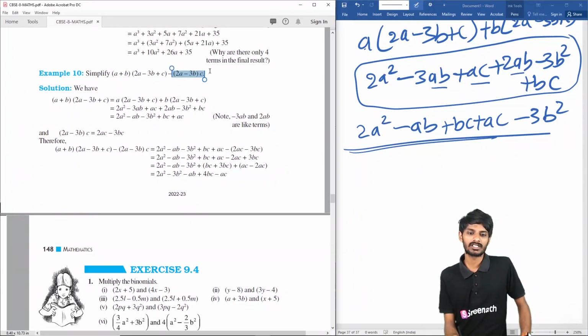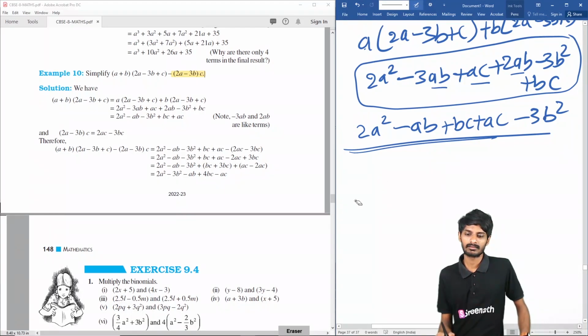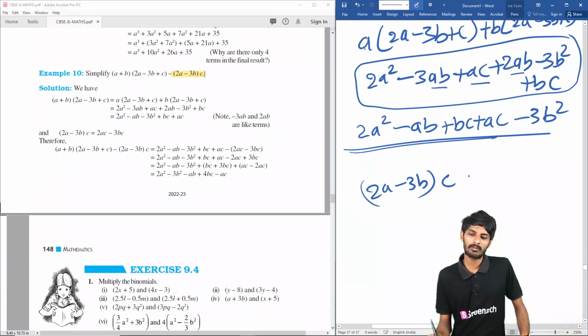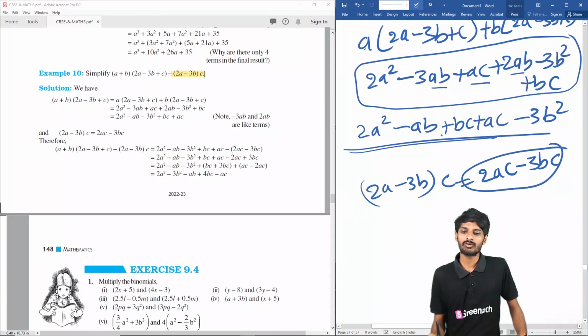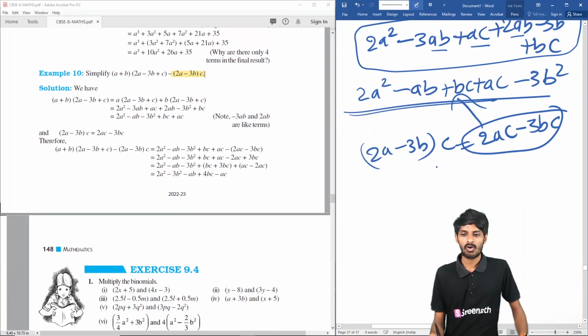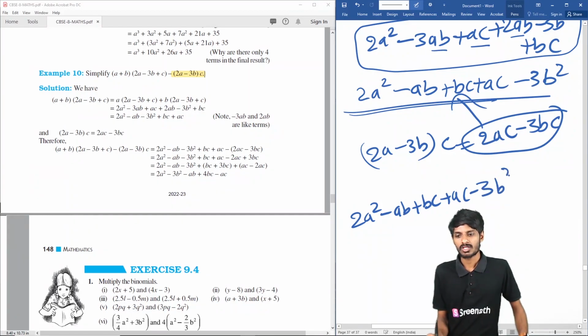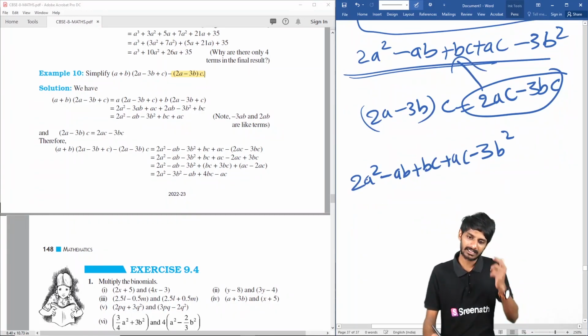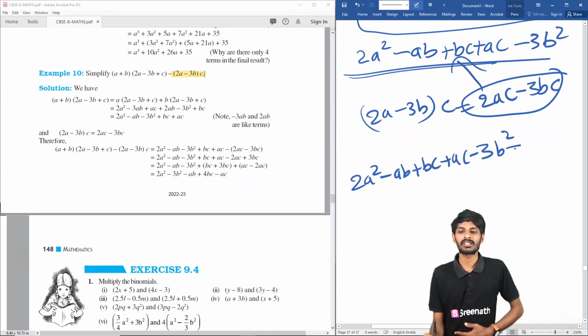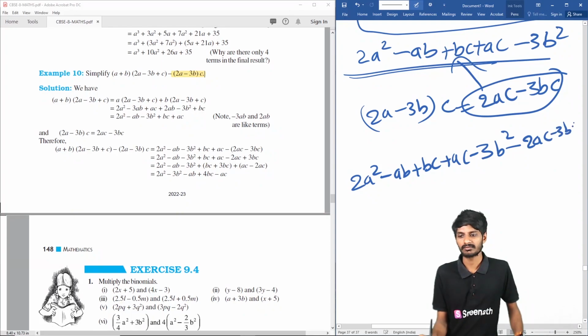And what is the second term? It is (2a − 3b) into c. It is the monomial binomial multiplication. So it is 2ac minus 3bc. We have to subtract these two things. So how we can do is, you have to write 2a² minus ab plus bc plus ac minus 3b². We can subtract by writing like terms under the like terms. Another way is just simply writing in a row, that is minus of (2ac − 3bc).